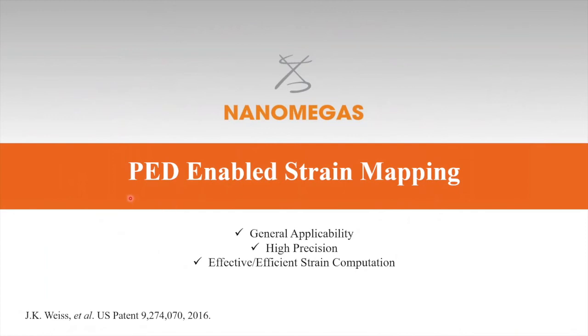The other application is precession-enabled strain mapping. Again, because of the application of precession, this technique has general applicability to most TEM specimens. High precision can be obtained because the higher order Bragg diffraction signals are acquired and recorded. So they tend to move a little bit larger reciprocal space distance for the same amount of strain than their low order counterparts. We also provide effective and efficient strain computation. So let's take a closer look at this technique.